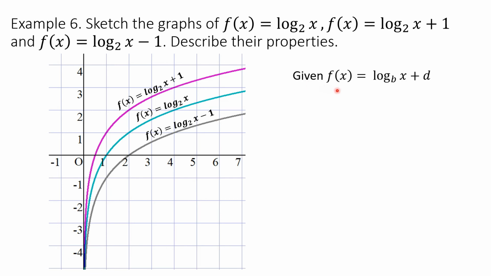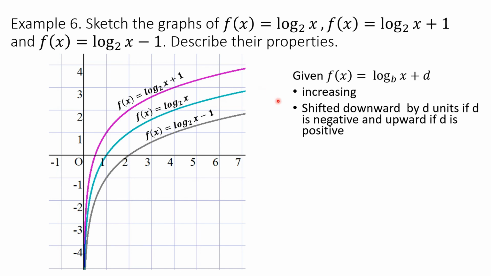Given f of x equals logarithm of x to the base b plus d, that's another term, the graph is always increasing. So that is why from left to right, each of the graphs involved here is increasing, or it goes up from left to right. Next property, the graph is shifted downward by d units if d is negative and upward if d is positive.